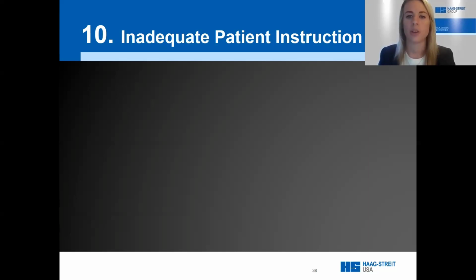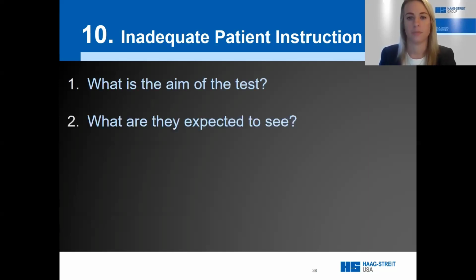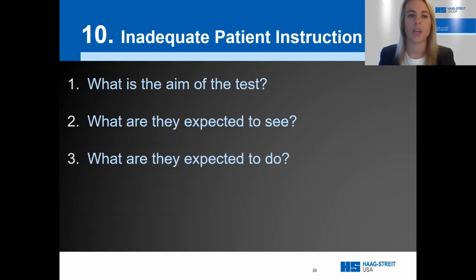It is important for the technician to explain three important messages: the aim of the test, what the patient should expect to see, and what the patient is expected to do. These three things are fundamental for the patient to understand what they are about to do. Better understanding leads to more reliable results. Let's break down each of these statements a little bit more.